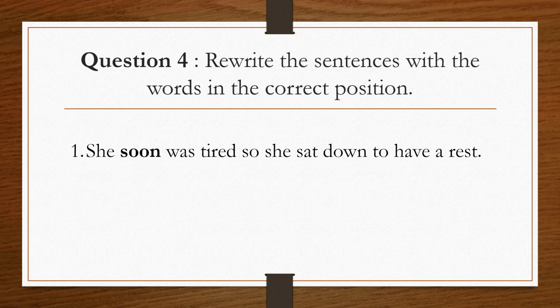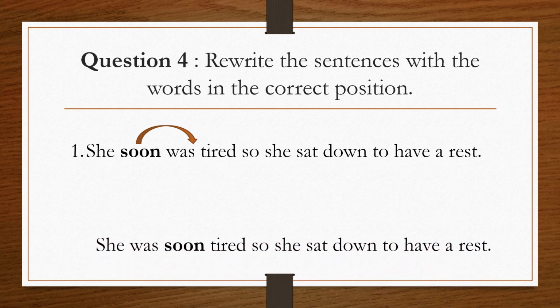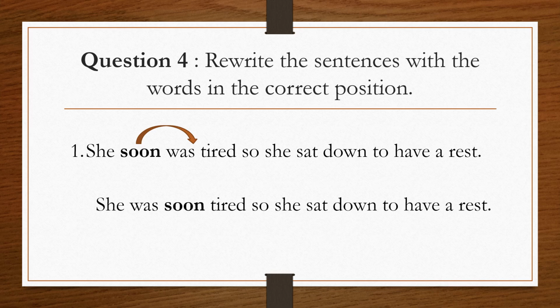She soon was tired, so she sat down to have a rest. How should we rewrite the sentence? We can change the order of soon and was. The answer can be, she was soon tired, so she sat down to have a rest. Can you write another sentence from this question?